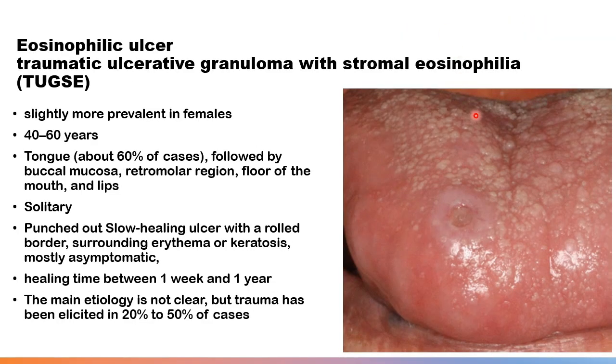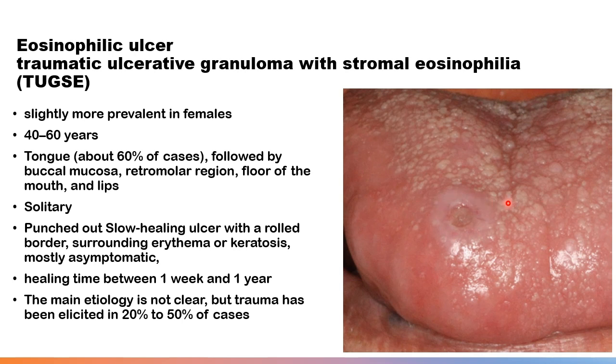Another chronic oral ulcer that may be caused by trauma is the eosinophilic ulcer, termed the traumatic ulcerative granuloma with stromal eosinophilia. It affects females more in the age group between 40 and 60 years. It affects mostly the tongue, more than half of the cases, followed by the buccal mucosa and other regions like the retromolar area and the floor of the mouth or the lips.